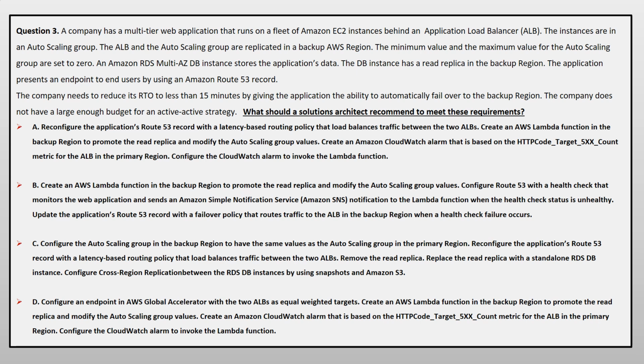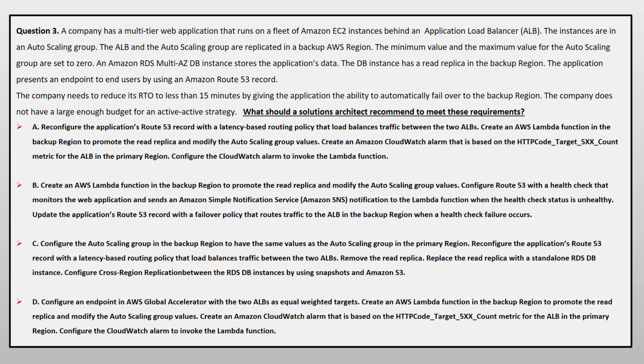C. Configure the Auto Scaling group in the backup region to have the same values as the Auto Scaling group in the primary region. Reconfigure the application's Route 53 record with a latency-based routing policy that load balances traffic between the two ALBs. Remove the read replica. Replace the read replica with a standalone RDS DB instance. Configure cross-region replication between the RDS DB instances by using snapshots and Amazon S3.